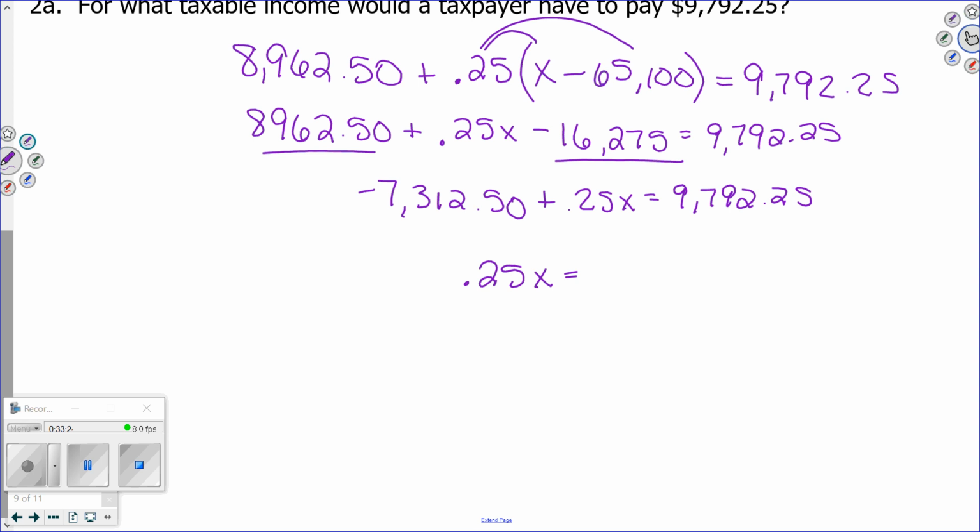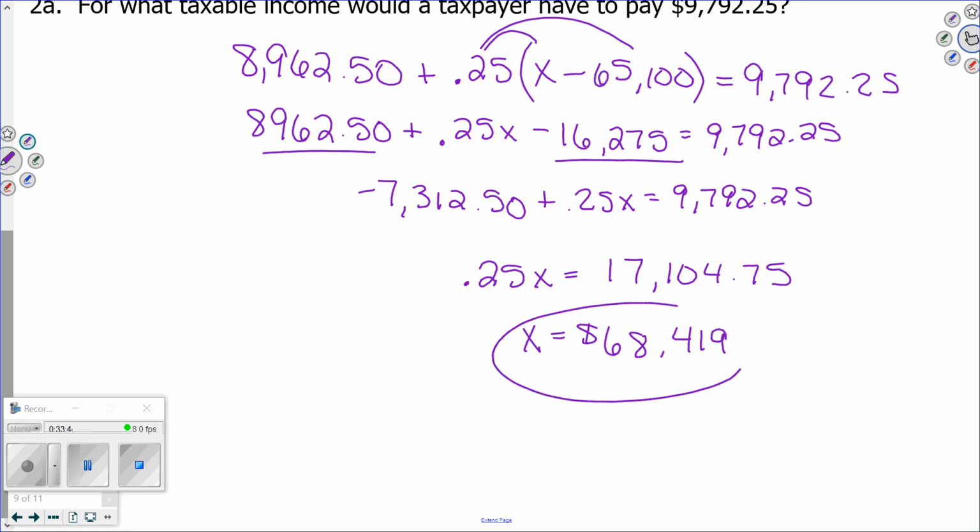So 9792.25, add 7,312.50. And then we divide. So how much money did they make? They got taxed at? They made $68,419.